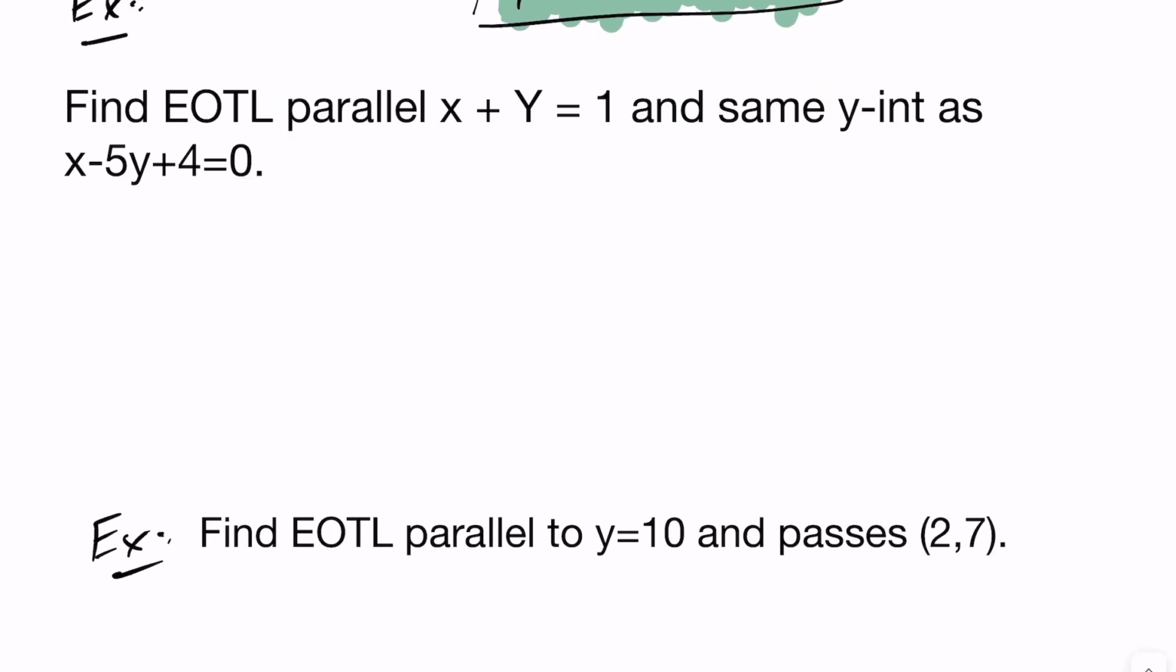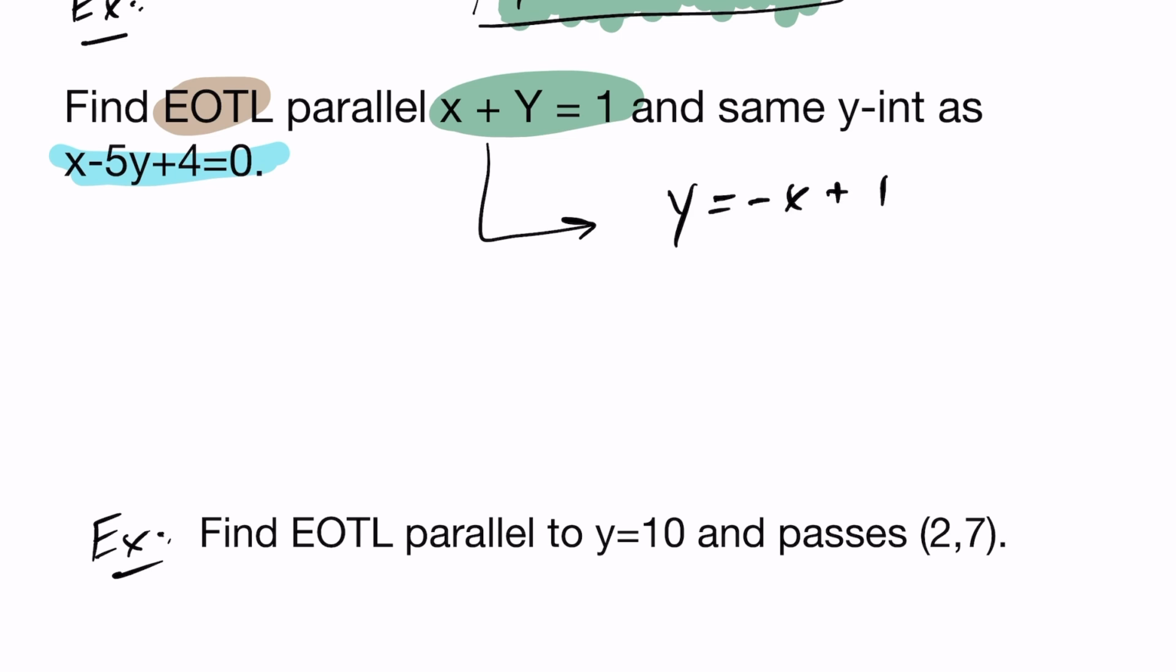All right, let's try another question here. So I want to find the equation of a line that's parallel to this line here and has the same y-intercept as this line. So therefore, same idea. I need to find this slope. So if I isolate for y, the slope of the line that I'm creating, since it's parallel, will also be minus 1.